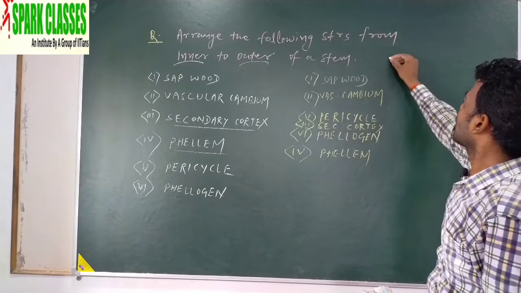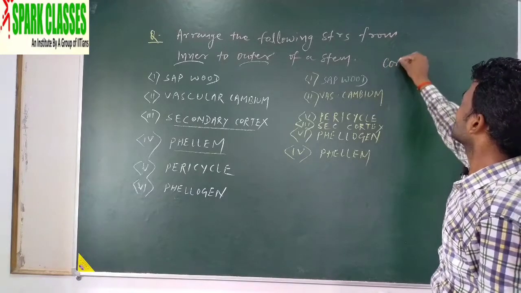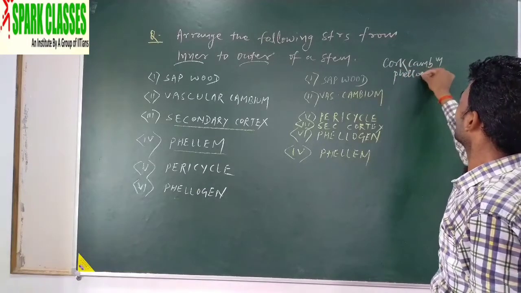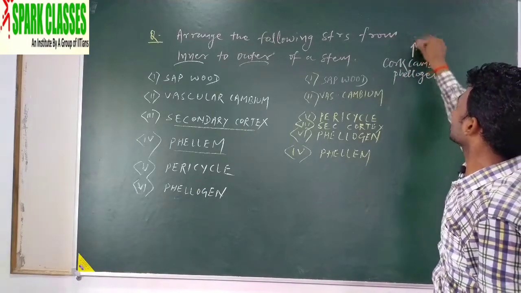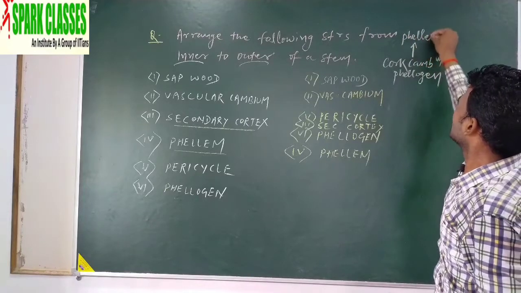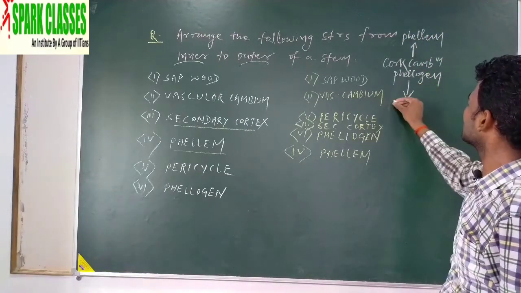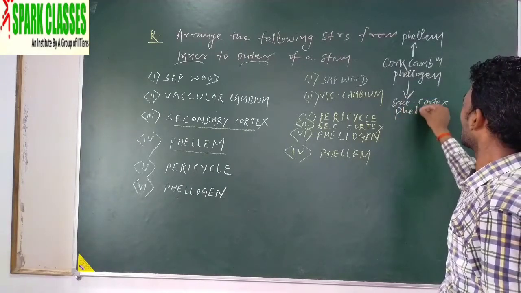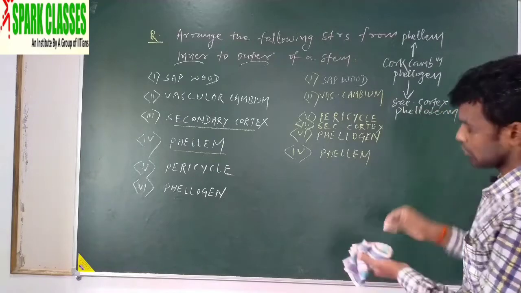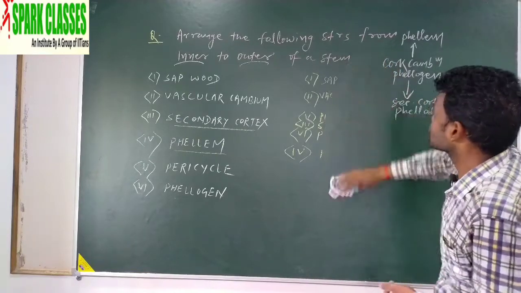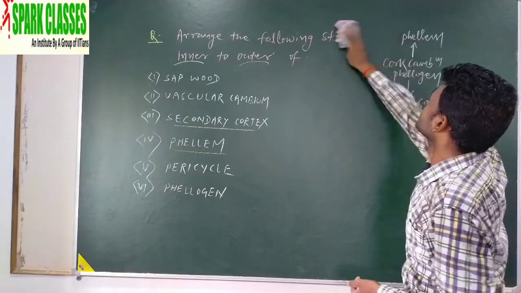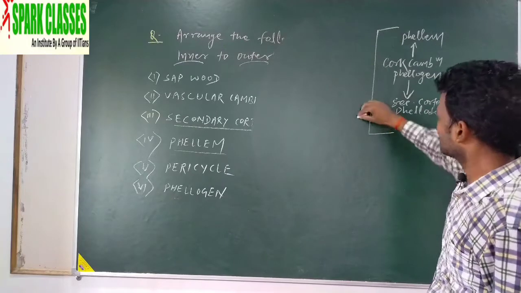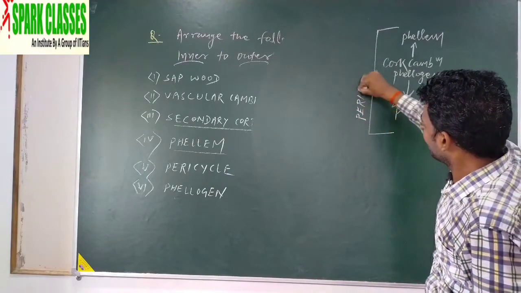If you look at the cork cambium, it is also called phellogen. Towards the outer side there is phellem, and towards the inner side there is secondary cortex or phelloderm. These three layers we have discussed, and these three layers are produced later when the outer layers rupture. And these three layers together are called the periderm. You have to remember a new term. It is called periderm.